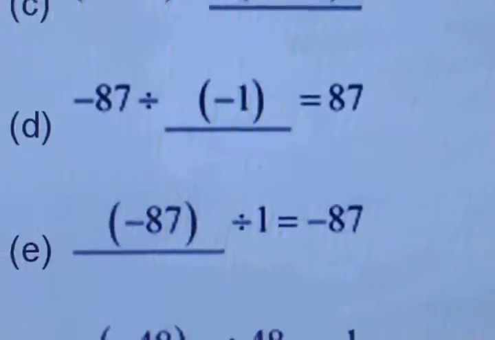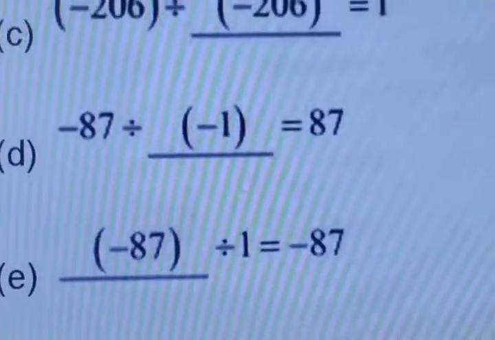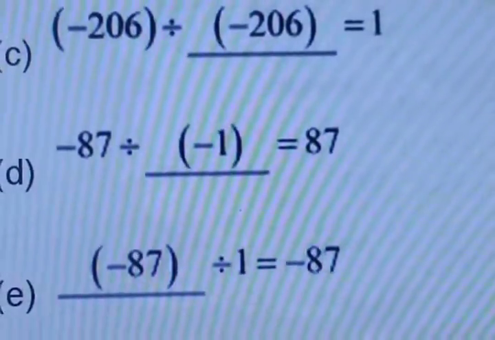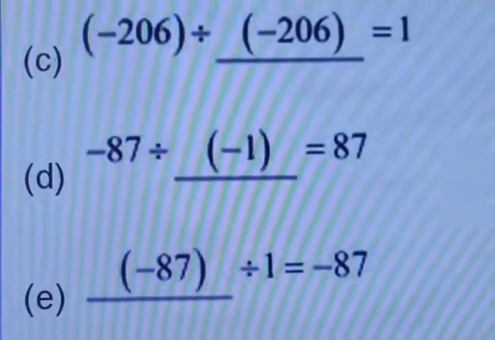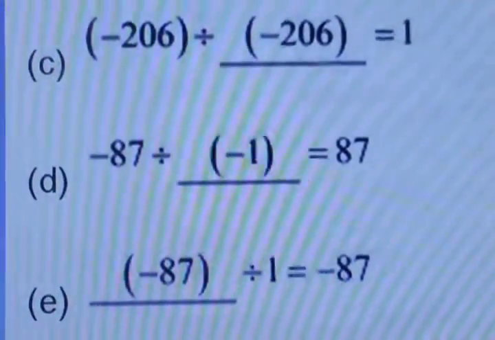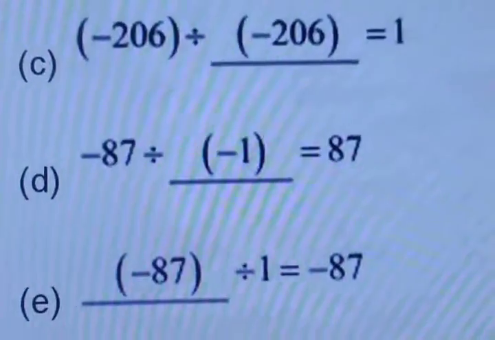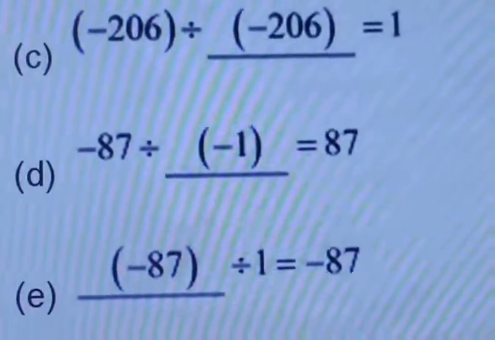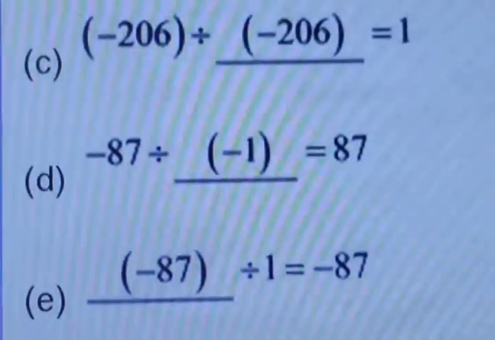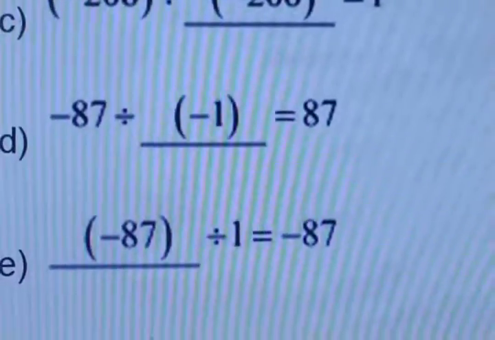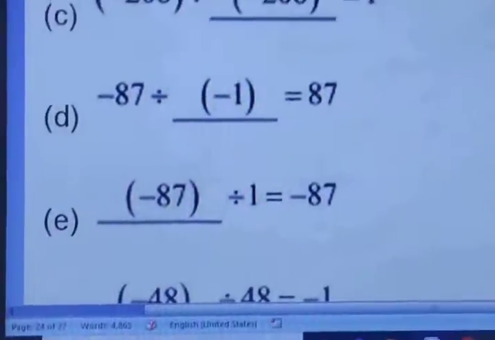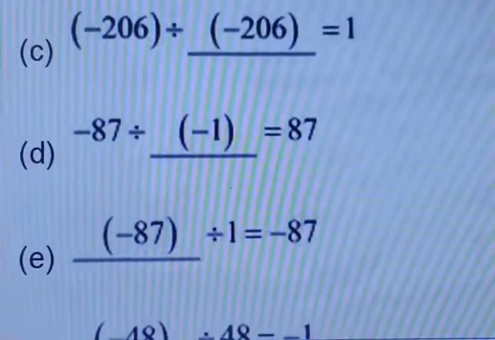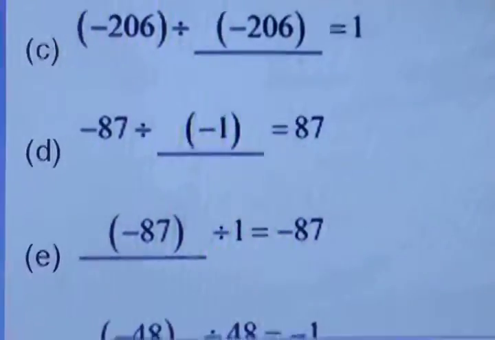See, D and E, you feel that it is the same question, right? But the negative symbols are at different places. You can see in the D question, the negative integers are minus 87 and minus 1. But in the E question, minus 87 is the only negative integer. Here both are not negative. So that's why the D answer is positive. You can say this 87 is positive. But the E answer is negative, right? So both are different questions.